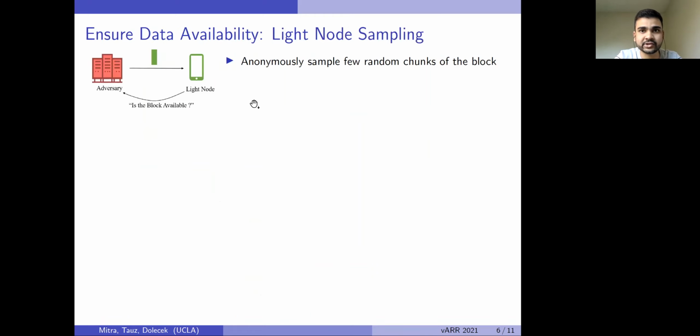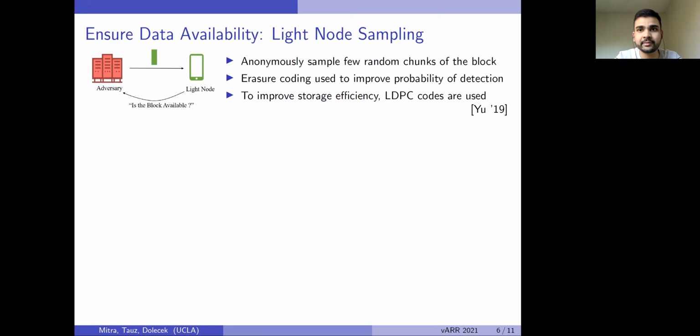Hence, light nodes must ensure data availability, and they do so by randomly sampling chunks of the block. So whenever they receive a header for a block, they ask the question, is the block available? And they do so by randomly sampling a few chunks of the block. To improve the efficiency of sampling, that is, to improve the number of samples required to achieve a certain probability of detection, erasure coding is used. And it has been shown that LDPC codes are suitable for this application because of the high storage efficiency.